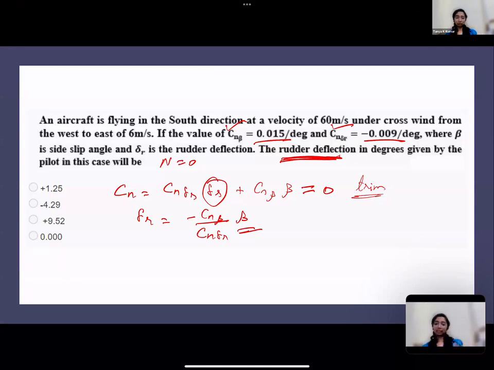It's just like the previous question. So the aircraft is flying in the south direction. What does that mean? That the wind is going from south to north, correct? So this is your north, this is your south, this is your west, this is your east. The relative velocity is going from south to north at a velocity of 60 meters per second. Now crosswind from west to east, exactly like the previous question, and it is 6 meters per second. So this becomes your new relative velocity, and this becomes your beta, which is positive. Now try and find out beta and tell me delta R.